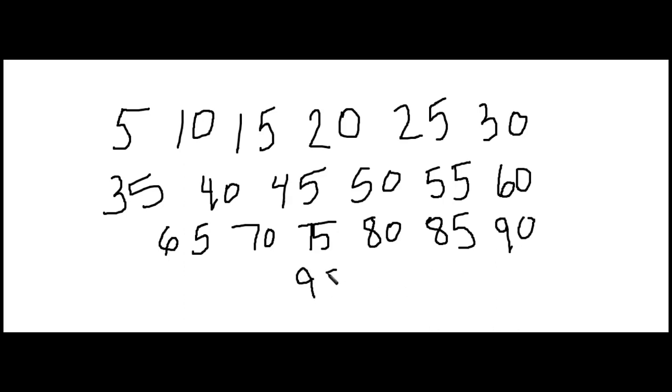Almost there. All right, here we go. Let's count by 5s together. 5, 10, 15, 20, 25, 30, 35, 40, 45, 50, 55, 60, 65, 70, 75, 80, 85, 90, 95, 100.